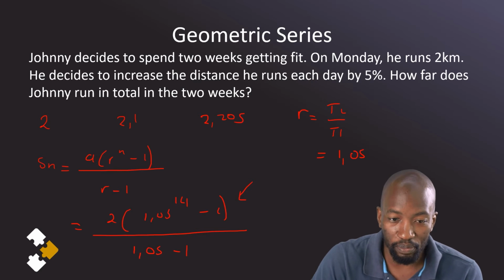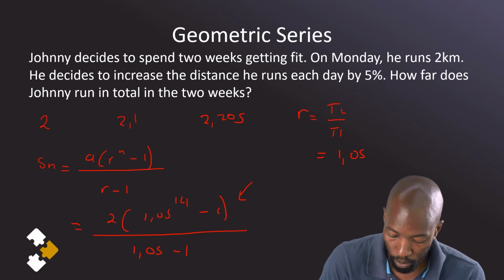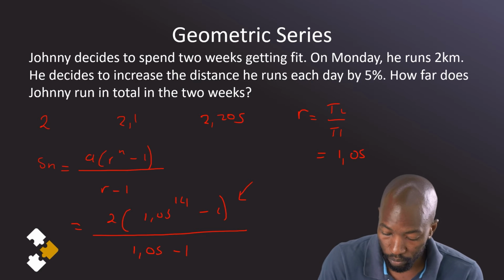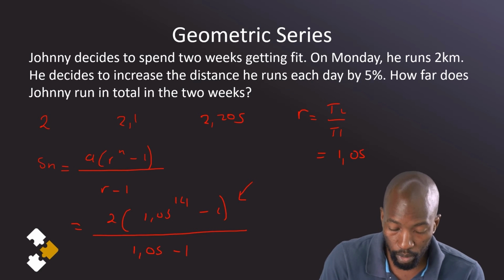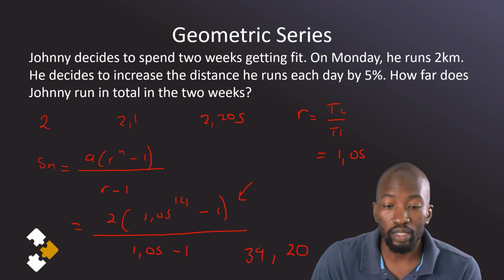Let's quickly do that. So we'll have 2 into 1.05 to the exponent 14 minus 1, then divided by 0.05, and that would give us 39.20. And those are the kilometers that Johnny runs in 2 weeks.